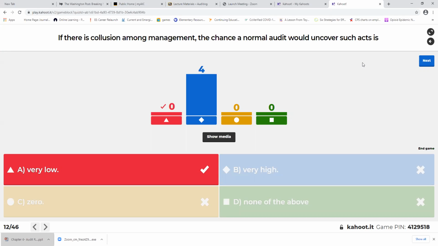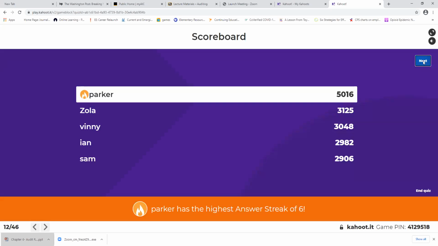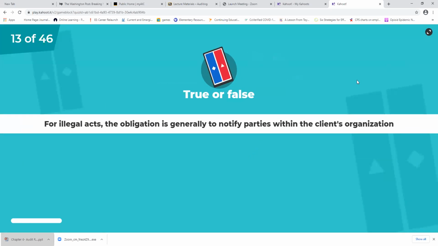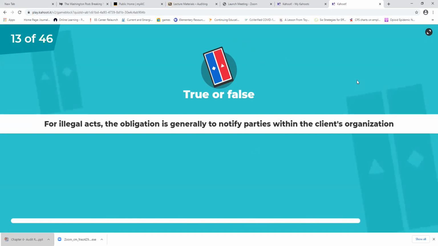It's not to find collusion in the organization. If you want to hire somebody to find collusion, that's a whole different investigation. Probably not a CPA, probably somebody that has a law enforcement background. So it's not zero, but typically it's not found in the audit process. For illegal acts, the obligation is generally to notify parties within the client's organization.